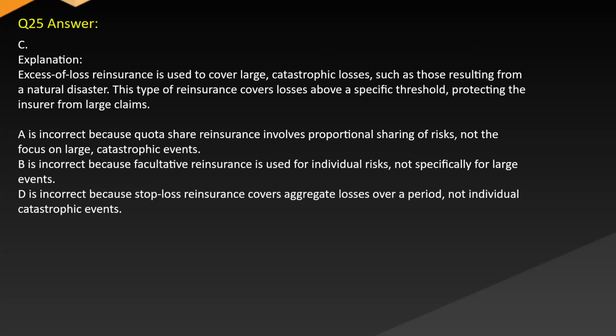Answer: C. Explanation: Excess of loss reinsurance is used to cover large catastrophic losses, such as those resulting from a natural disaster. This type of reinsurance covers losses above a specific threshold, protecting the insurer from large claims. A is incorrect because quota share reinsurance involves proportional sharing of risks, not a focus on large catastrophic events. B is incorrect because facultative reinsurance is used for individual risks, not specifically for large events. D is incorrect because stop-loss reinsurance covers aggregate losses over a period, not individual catastrophic events.